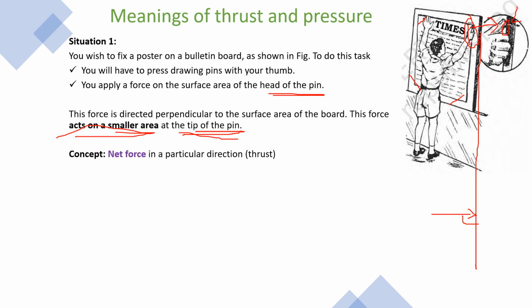Now, what is it that we learned? We learned the concept of net force. Net force means the sum total of all forces together, right? So look at it: the entire force is now concentrated on a small area. That's net force, the entire force in a particular direction on the small area. Of course, this force we call thrust.